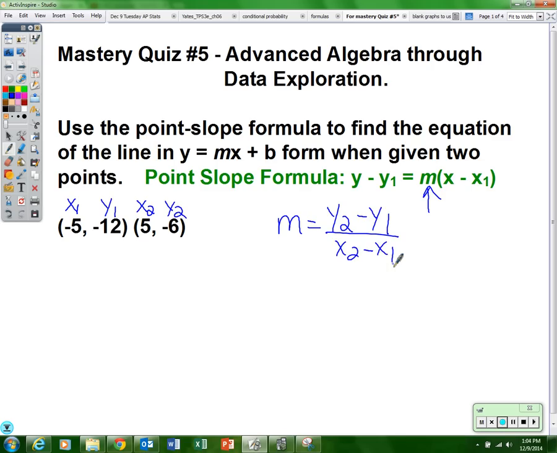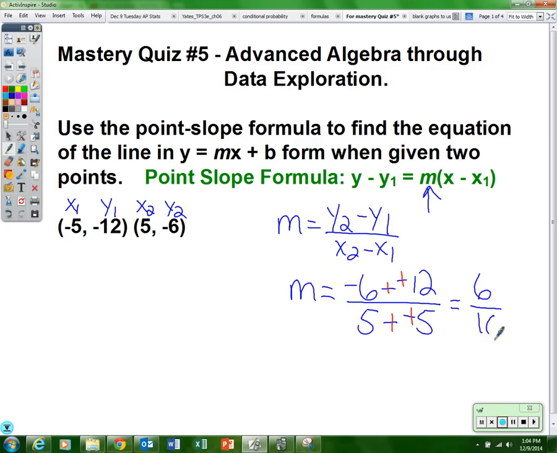All right, let's plug the numbers in. So y2 in this case would be negative 6 minus the y1, which is negative 12, all over x2, which is 5, and x1 is negative 5, so minus negative 5. Now, don't forget, change your minus negatives to plus positives. Now add the numerators together, so negative 6 plus 12 is positive 6, over 5 plus 5 is 10. Now, in order to master the mastery quiz, you must simplify whenever possible. So 6 over 10 becomes 3/5.